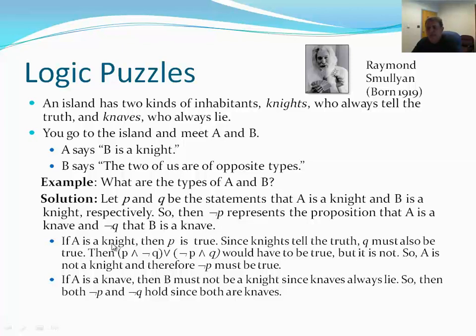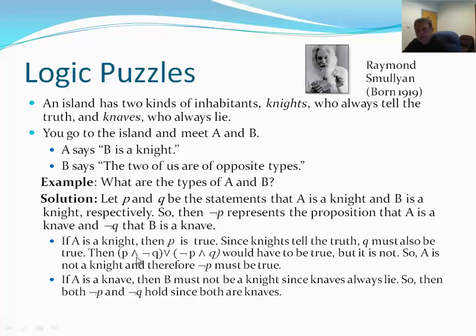So if A is a knight, then P is true. All right? Since knights tell the truth, Q must also be true. Then P and not Q, or not P and Q, would have to be true, but it is not. So A is not a knight, and therefore not P must be true.